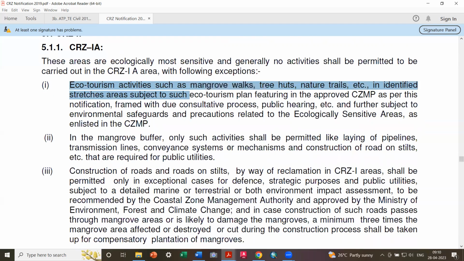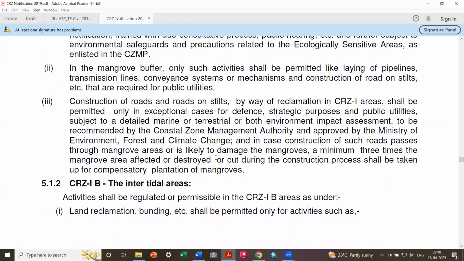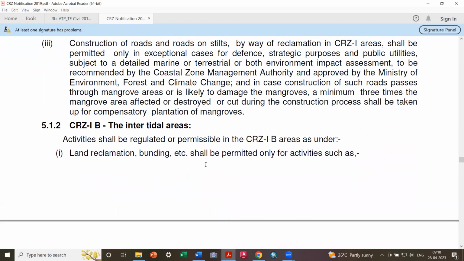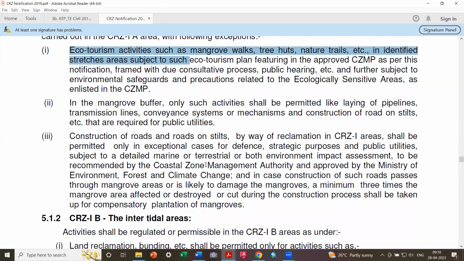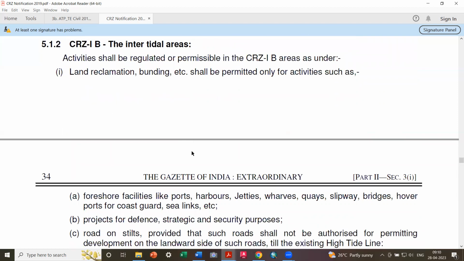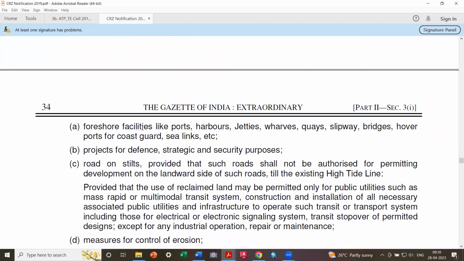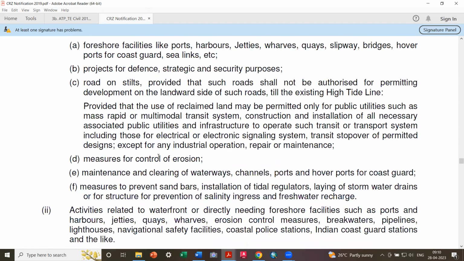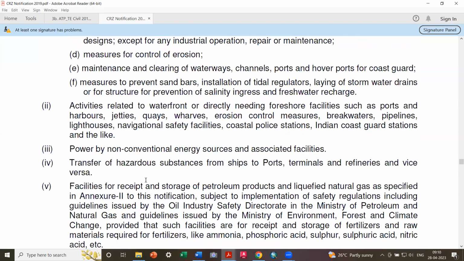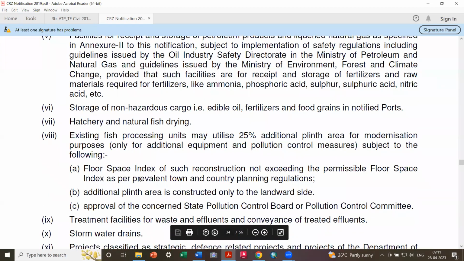Then construction of roads and roads on stilts by ways of reclamation in CRZ1 areas shall be permitted. Conditions are given. See what is permitted in CRZ1B. That means area-specific activities that are permitted are given. Land reclamation, bunding shall be permitted only for the activities such as foreshore facilities. Many things are given for those respective areas, that we can understand.